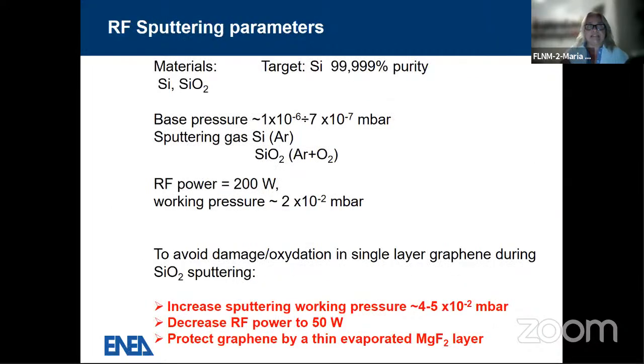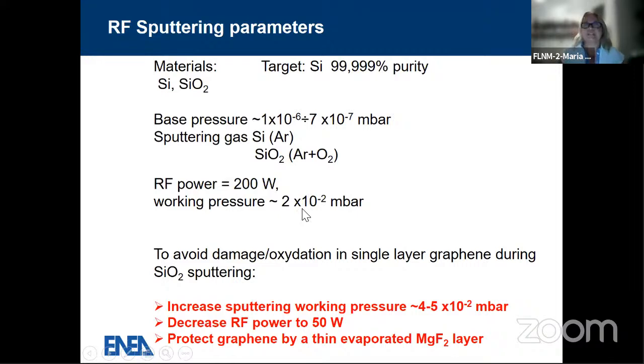We have then switched to the sputtering process. We have grown our Fabry-Perot filter by radio frequency sputtering, starting from a 6-inch silicon target. We have grown silicon layers in argon atmosphere, CO2 layers in argon plus oxygen atmosphere, at a radio frequency power of 200 watts, high working pressure.